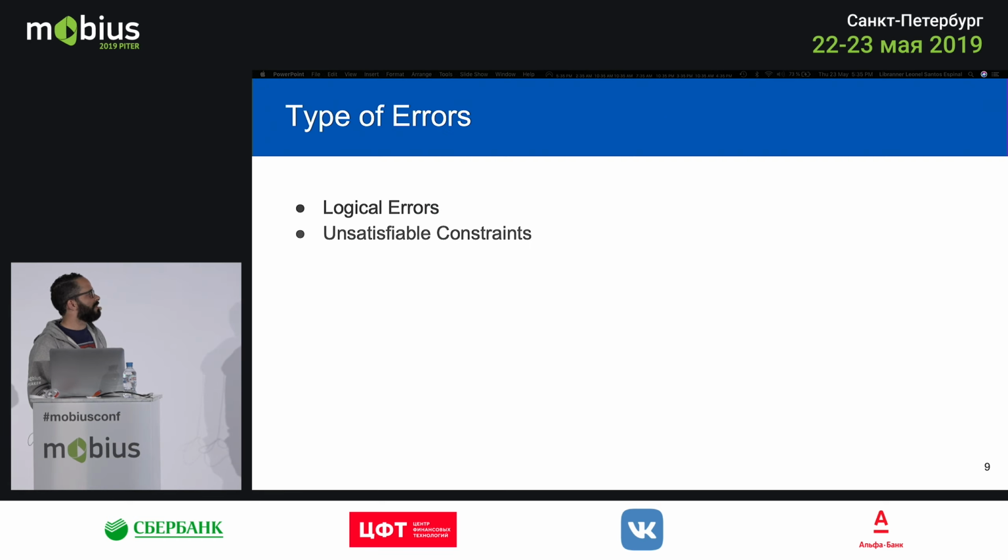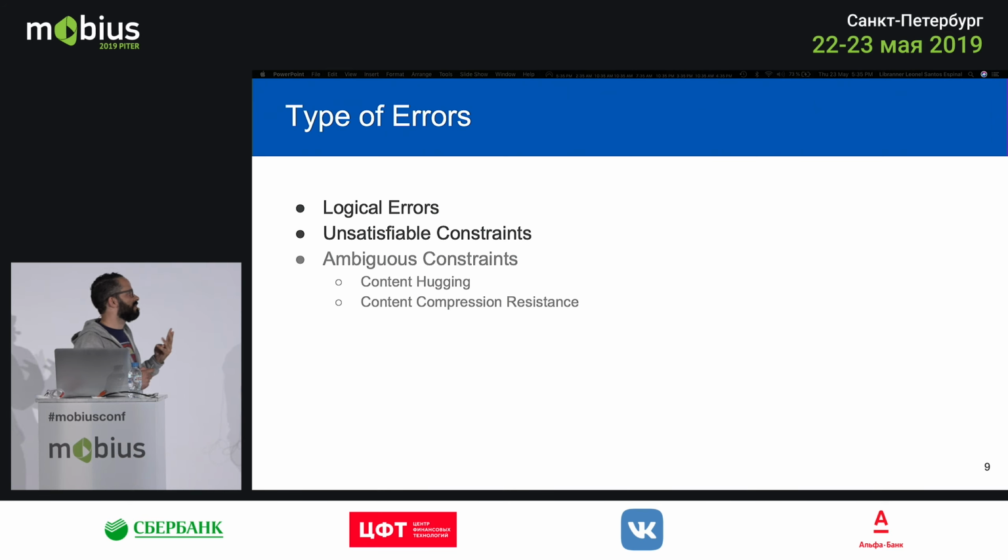As per Apple documentation, we have 3 types of errors. With our logical errors, maybe you use some wrong number in a constant, or you set a constraint without using the proper anchor. Just like everything, it happens to the best of us.